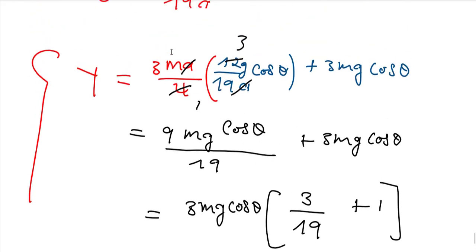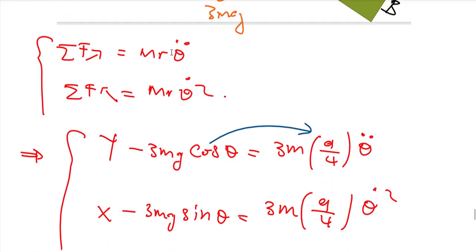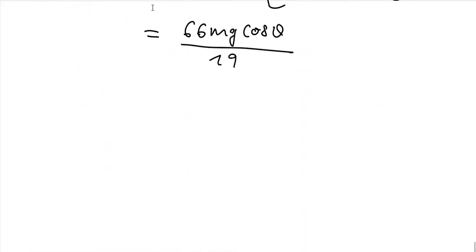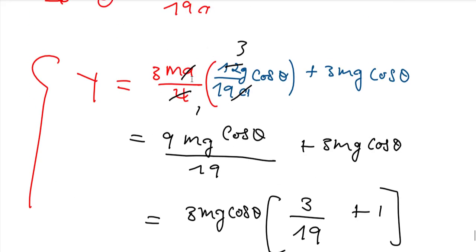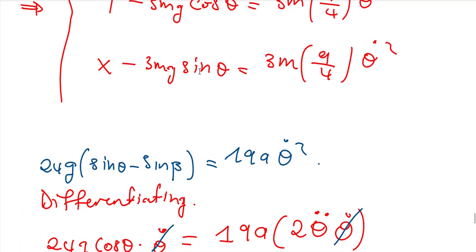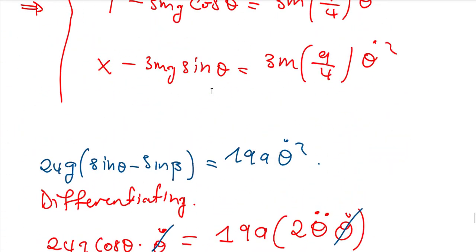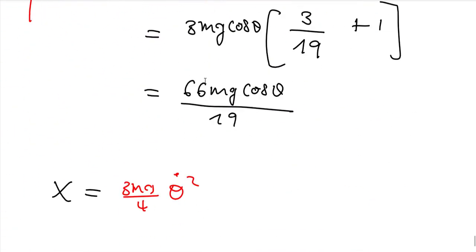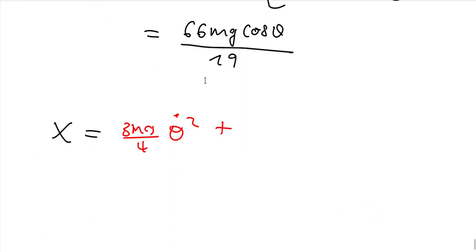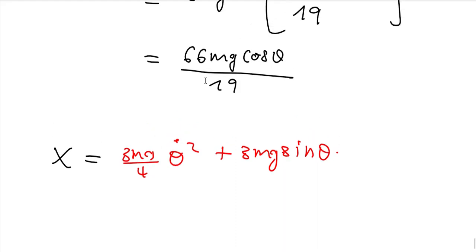Now let's go to x. So for x will be equal to, we do the same thing, that will be 3ma on 4 theta dot square plus 3mg sine theta.